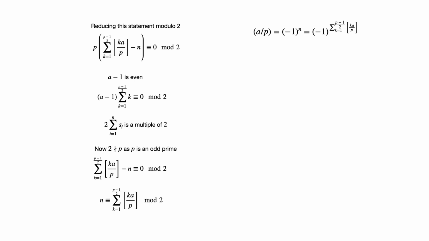also equals negative 1 to the sum as k goes from 1 to (p−1)/2 of the greatest integer part of ka/p, as the quantities n and the sum as k goes from 1 to (p−1)/2 of the greatest integer part of ka/p are both even or both odd. Now we find ourselves at the point where we have learned all the necessary prerequisites to understand the law of quadratic reciprocity and its proof.